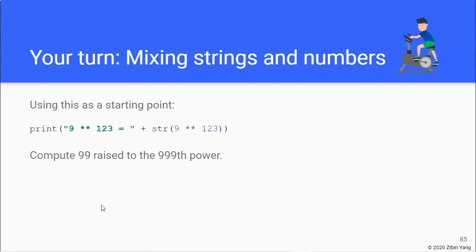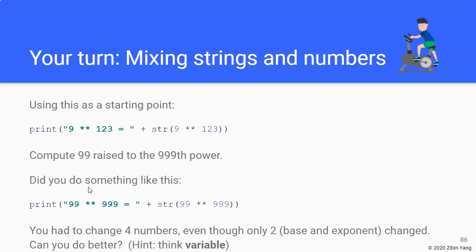Alright, so assuming you have done that, this is probably one approach that you might have taken: you change the 9 here to 99 and 123 to 999, and again you would change the 9 here to 99 and 123 here to 999. Now, that works, but we actually have to change 4 numbers here, even though we only change 2 numbers, right? The base and the exponent.